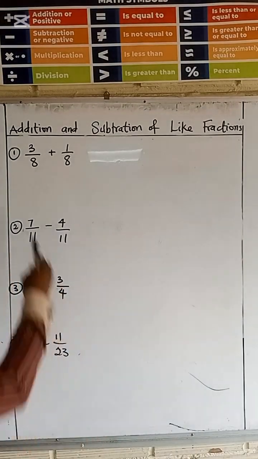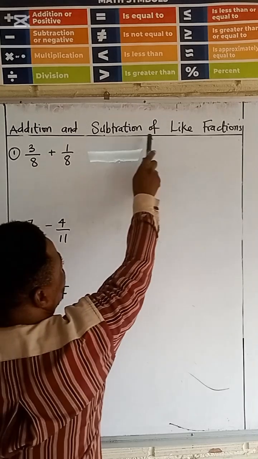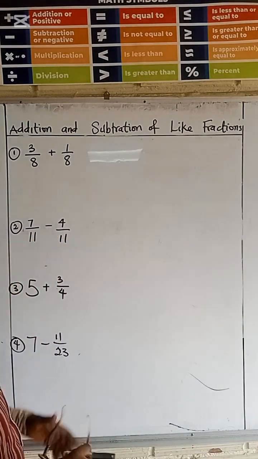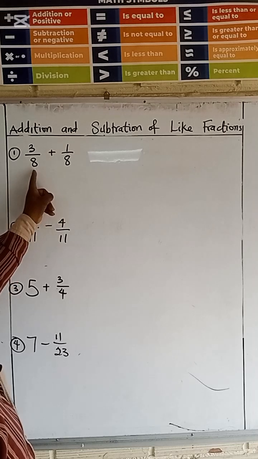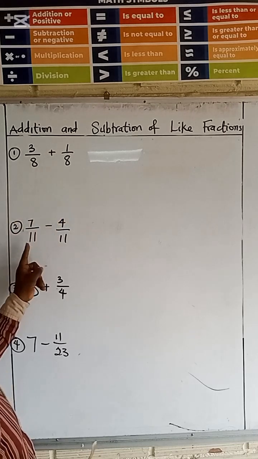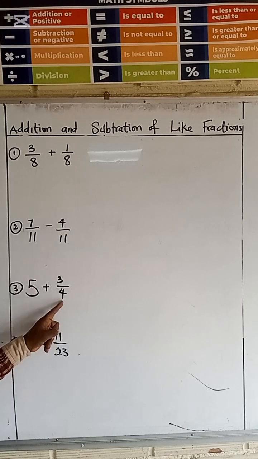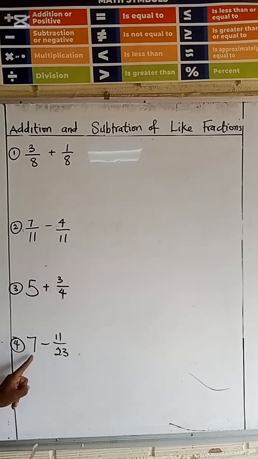Now, we are talking about addition and subtraction of like fractions today. Like fractions are those fractions that have the same denominator. This is a whole number, this is a fraction. But we are doing the addition and the subtraction of them. And how are we going to go about it?